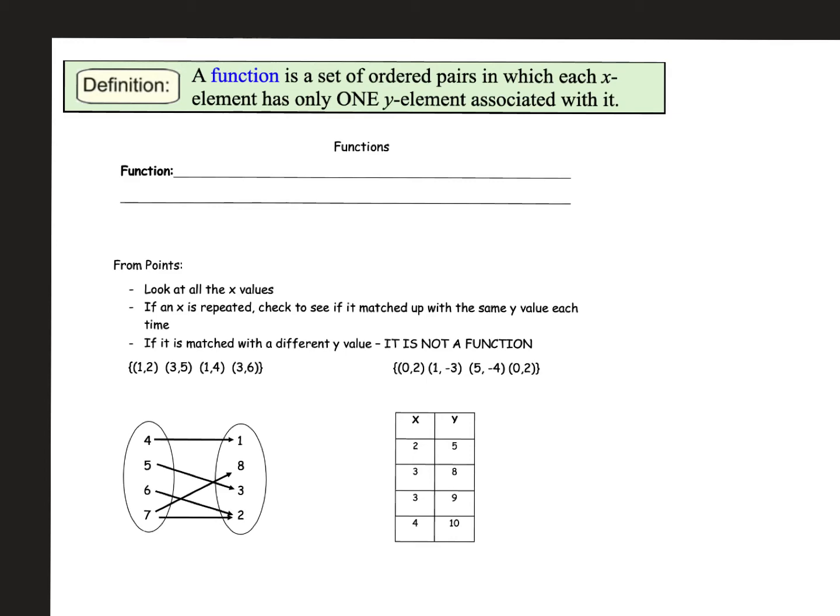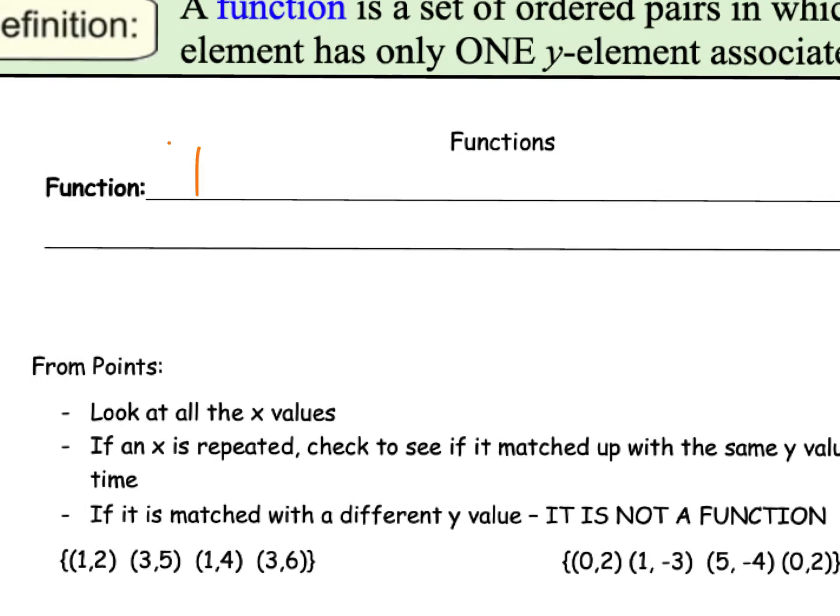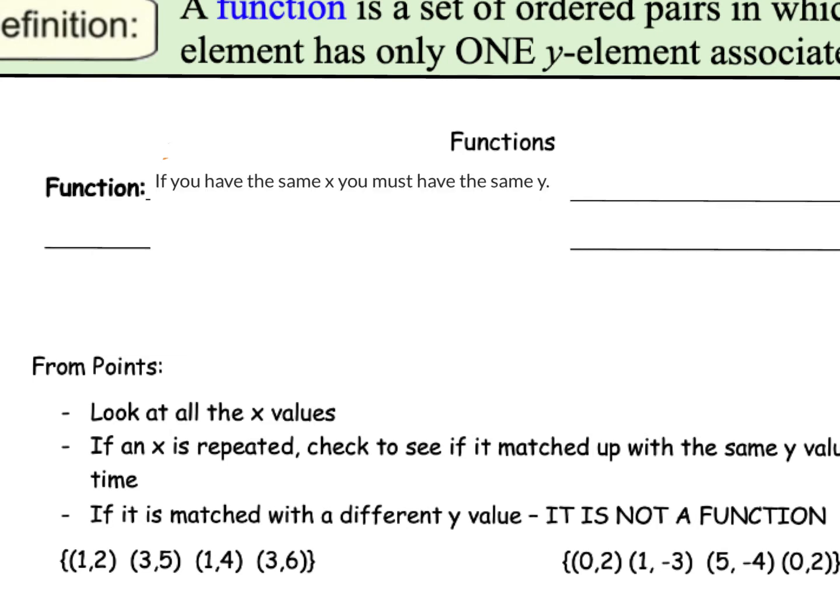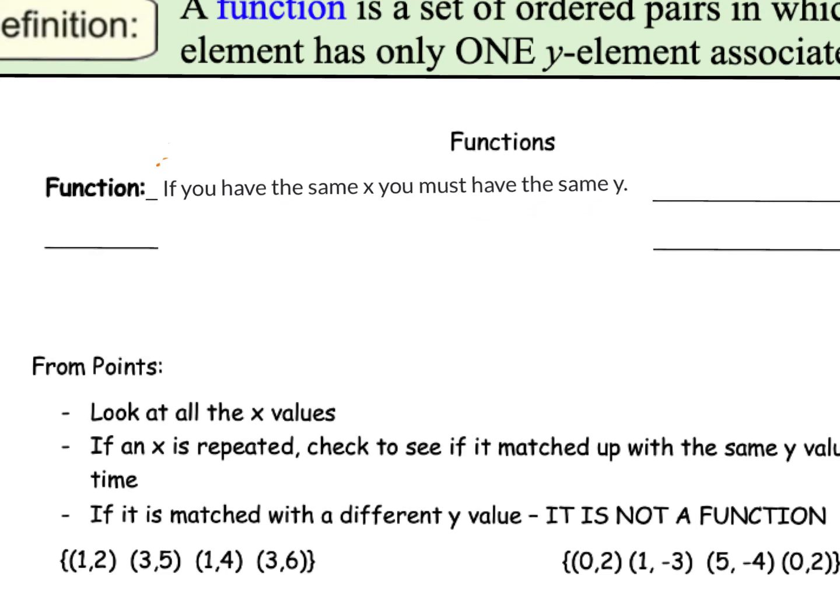What I like to say in normal people language, instead of the textbook definition, because it just makes sense to me: if you have the same x's, you must have the same y value. I feel like that's a little bit more straightforward. So it's okay, as we saw in the auction, if your x's repeat, that's cool, but they better have the same y values to go with it.